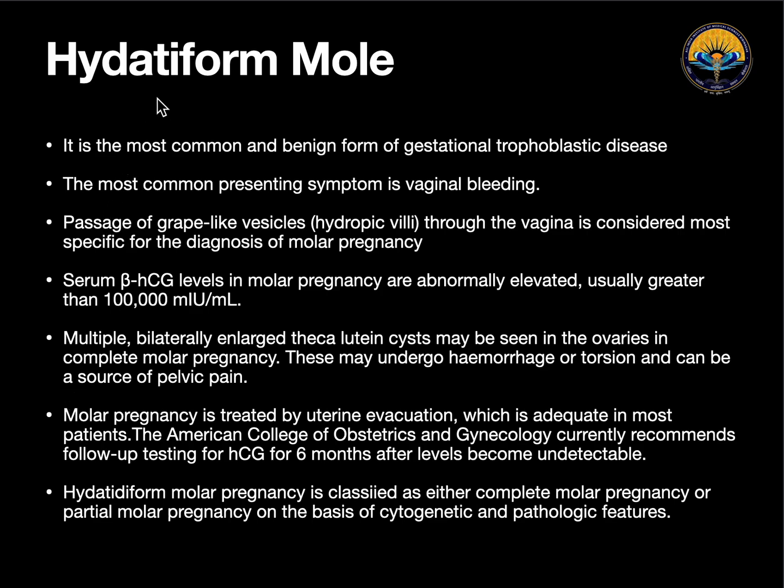The hydatidiform mole is the most common and benign form of gestational trophoblastic disease, and it most commonly presents as vaginal bleeding in females. However, if the female complains of passage of grape-like vesicles through the vagina, this is very characteristic of complete molar pregnancy. Further, the serum beta HCG level will be abnormally elevated, usually more than 1 lakh milli-international units per ml. We could also see multiple bilaterally enlarged theca lutein cysts, and like I told you, these cysts can undergo hemorrhage or torsion and can be a common cause of pelvic pain in this set of patients.